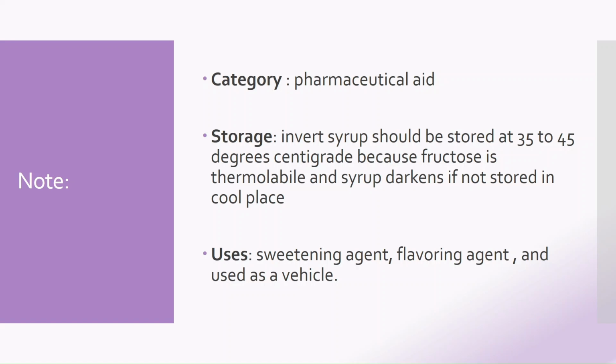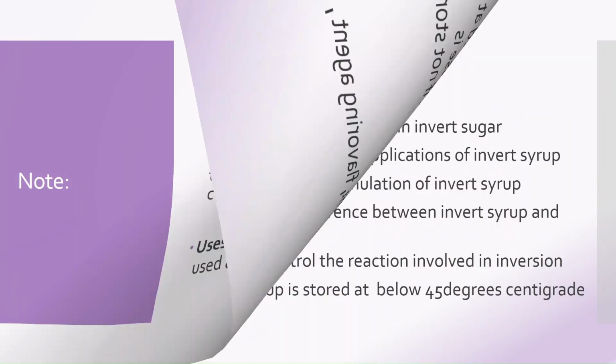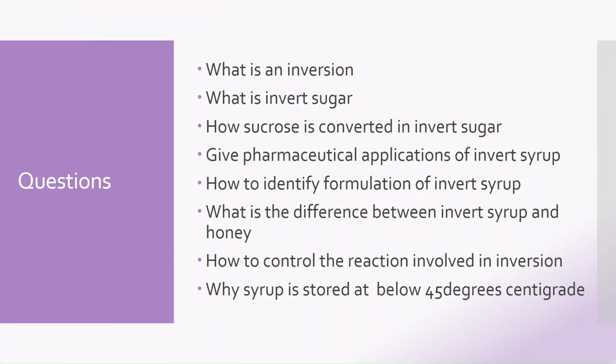Remember, we have looked at a label in most of the lectures we have handled previously. Look at the different parts of the label in other lectures so that for every preparation we look at, you write a label for it. This storage condition you put in your label, the category you put in your label, and then the use. We see that it is used as a sweetening agent, can be used as a flavoring agent, and also used as a vehicle.